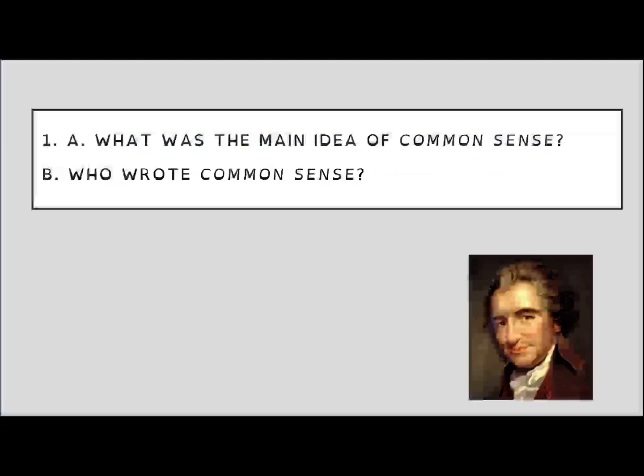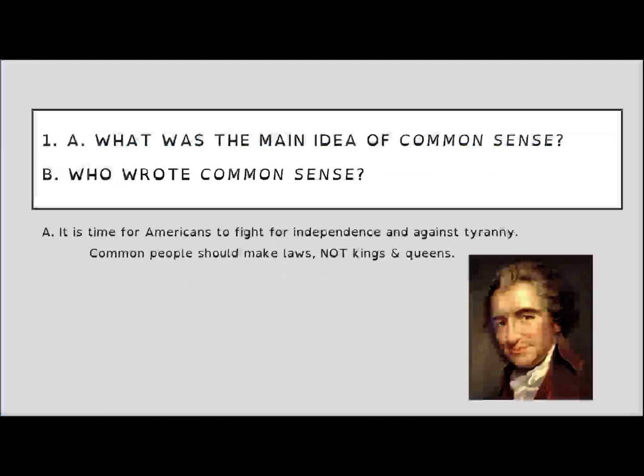The first question is, what was the main idea of Common Sense? And just like the title says, the author is arguing that it is common sense that the Americans should fight for their independence and they should fight against tyranny. He says that the British government and the British king are tyrannical and the Americans should not have to put up with that anymore, and it just makes common sense to him that it is time to break away. He also is arguing that common people like us should be making the laws, not kings and queens. It's time to break away from a monarchy.